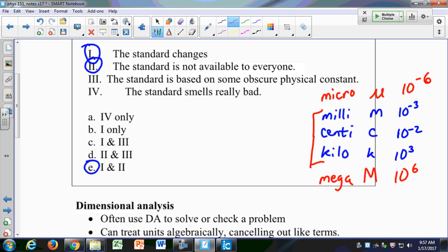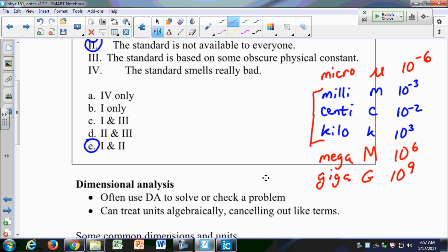You don't need to memorize those, though you will encounter these on quizzes and exams. The milli, centi, and kilo, those are the 3 that you need to know. You'll encounter these as you read, but you don't need to know them. You might also see giga when we get into a later chapter. That's a capital G, and it's 10 to the 9th. All right? But the ones in the blue are the ones you need to know.